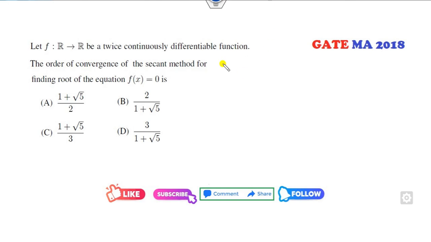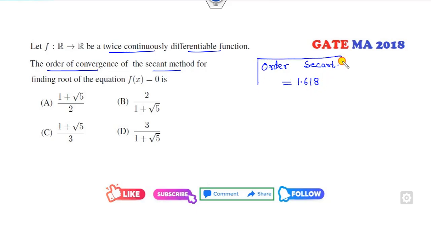Look at this another one. F is a twice continuously differentiable function. What is the order of convergence of the secant method? We all know it's 1.618. And if you calculate this, the right answer is A.